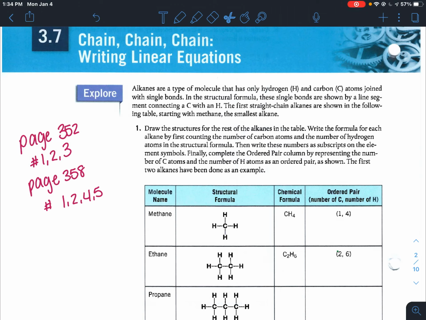Write the formula for each alkane by first counting the number of carbon atoms and then counting the number of hydrogen atoms in the structural formula. Then write these numbers as subscripts. So instead of exponents, it's like the little number below the letter is a subscript on the element symbols. Finally, complete the ordered pair column by representing the number of carbon atoms and the number of hydrogen atoms as an ordered pair. So instead of X, Y, it'll be number of carbon, number of hydrogen. The first two alkanes are already done for us as an example.